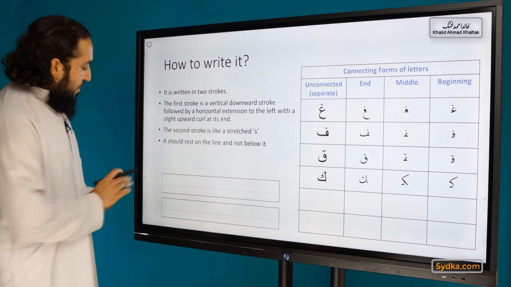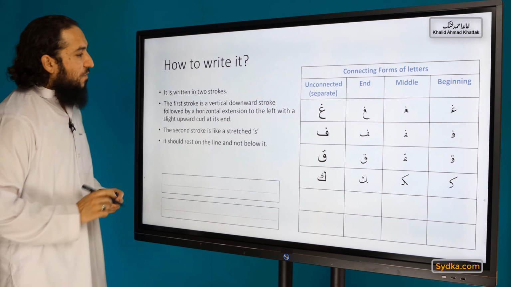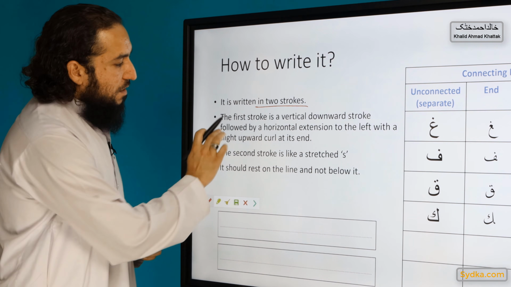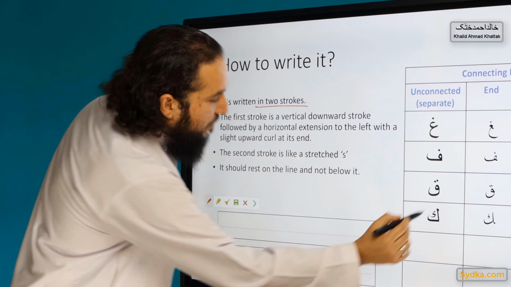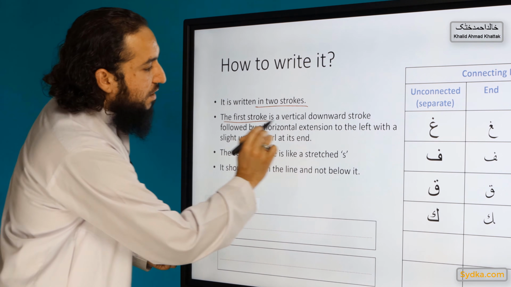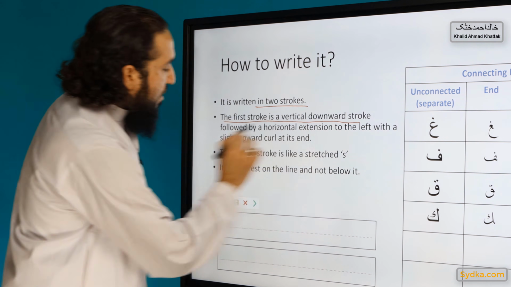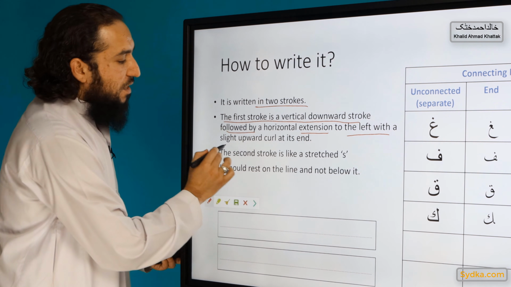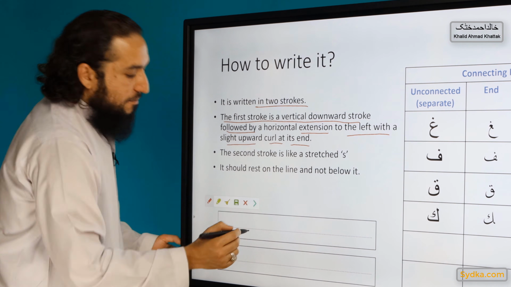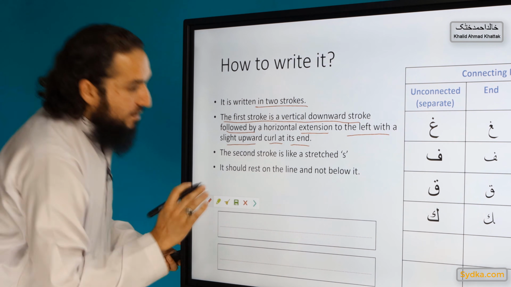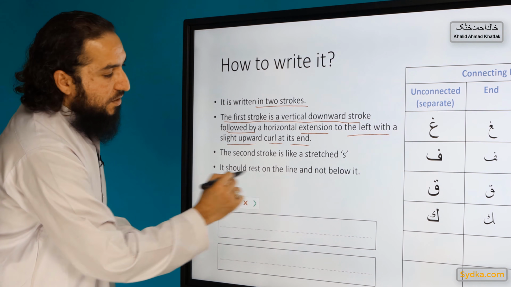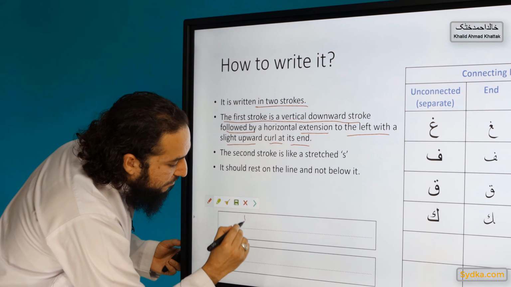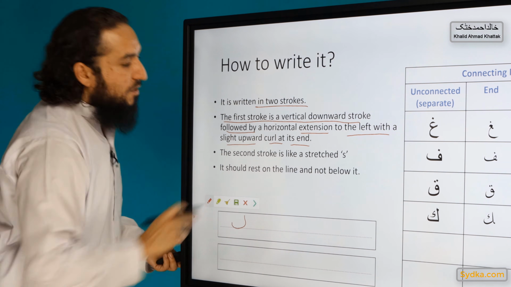Now, how to write it. It is written with two strokes. The first stroke is a vertical downward stroke, followed by a horizontal extension to the left with a slightly upward curve at the end. It rests on the line and not below the line. That's the first part.